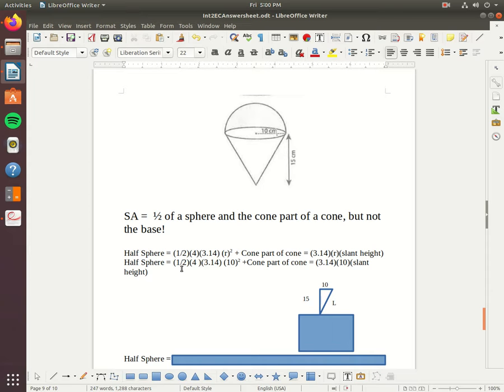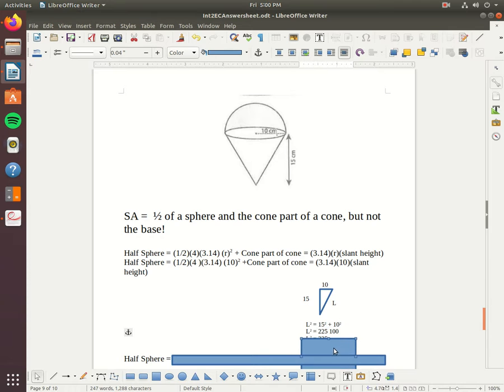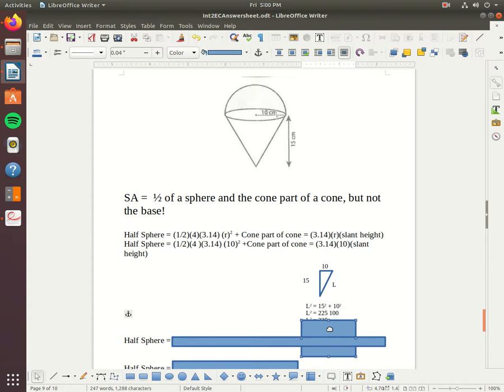So the half sphere is a half times 4 times 3.14 times a radius of 10 squared. The cone part is 3.14 times 10 times the slant height. Well, I don't know what the slant height is. I know what the actual height is. And if you look at this, I know my height is 15. I know that my radius is 10, and I know I don't know my slant height, but I do know that it makes a right triangle. So again, I'm going to say 15 squared plus 10 squared equals L squared, and finish that off.